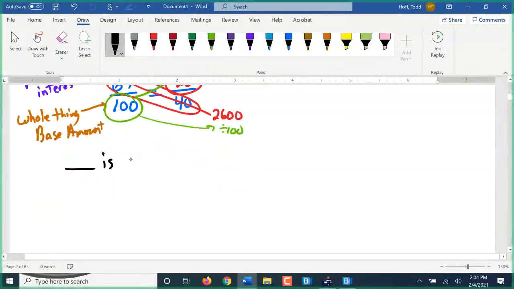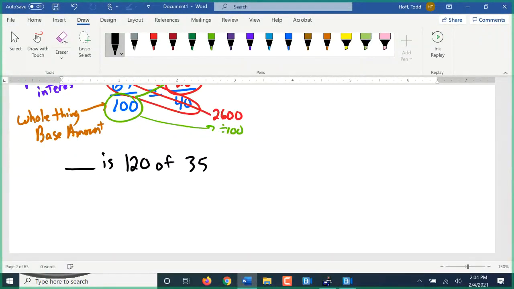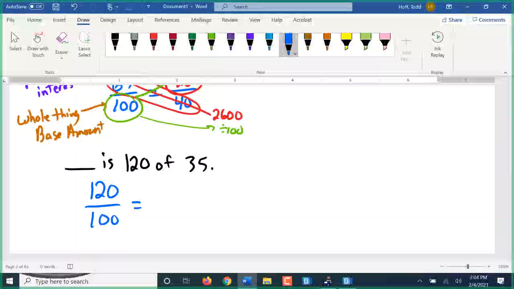You might have blank is 120% of 35. So when we look at that one, again, we start with the percent. 120% is 120 per 100. Now we'll notice that 120 is larger than the 100. So here's a case where our portion of interest is going to be larger than our base amount. We have blank is 120. That kind of implies that that missing number goes with the 120. Of 35, again, you can read that as out of 35, implies that 35 goes on bottom.